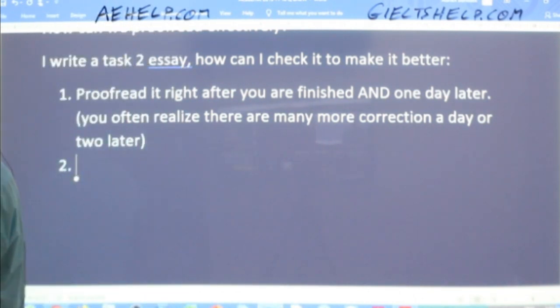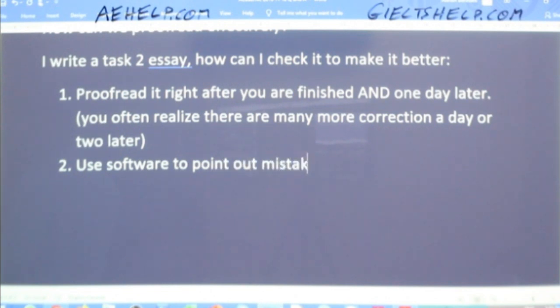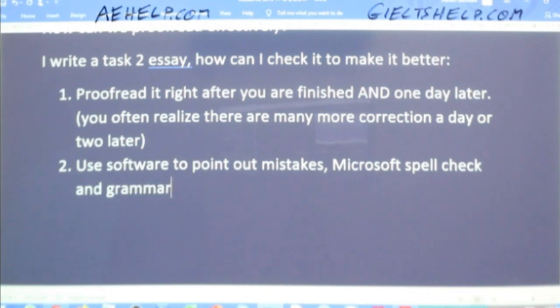So the other one that you can do is use software to point out mistakes. And of course, the two that many of you are probably familiar with are Microsoft Spell Check and Grammar Check. Okay. And then, of course, the other one that's very popular these days, and I highly recommend using it, even the free version is very good, is Grammarly.